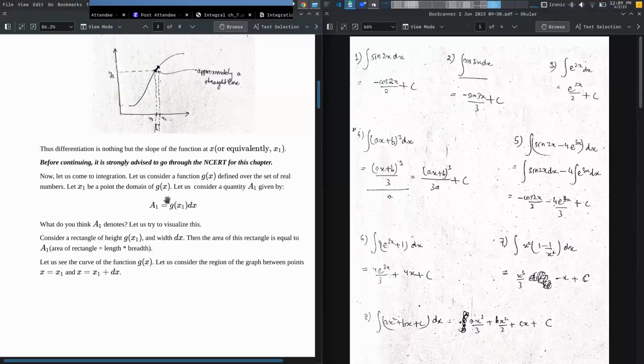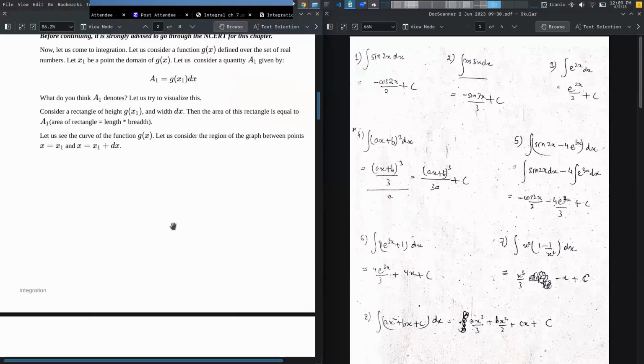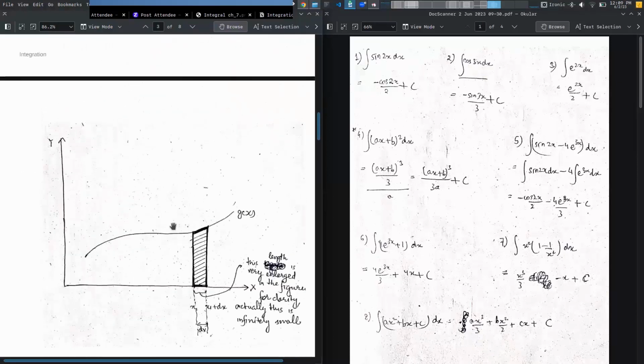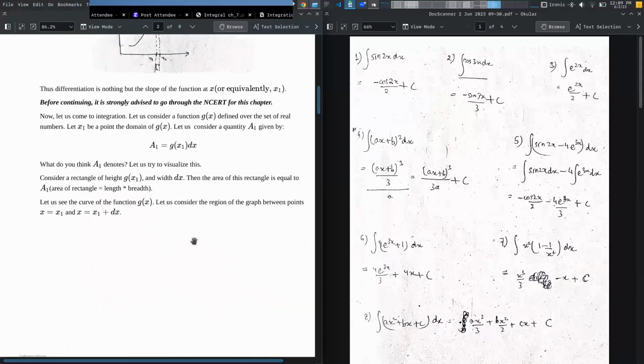So let us try to visualize what a1 might mean. Consider a rectangle of height g(x1), the value of the function g at x1, and width dx. dx is a small change in x. Next, the area of this rectangle will be equal to a1 because area of a rectangle is length into breadth. Here the length can be considered g(x1) and the breadth to be dx and vice versa. Hence a1 denotes the area of a rectangle. So specifically which rectangle we'll see later.